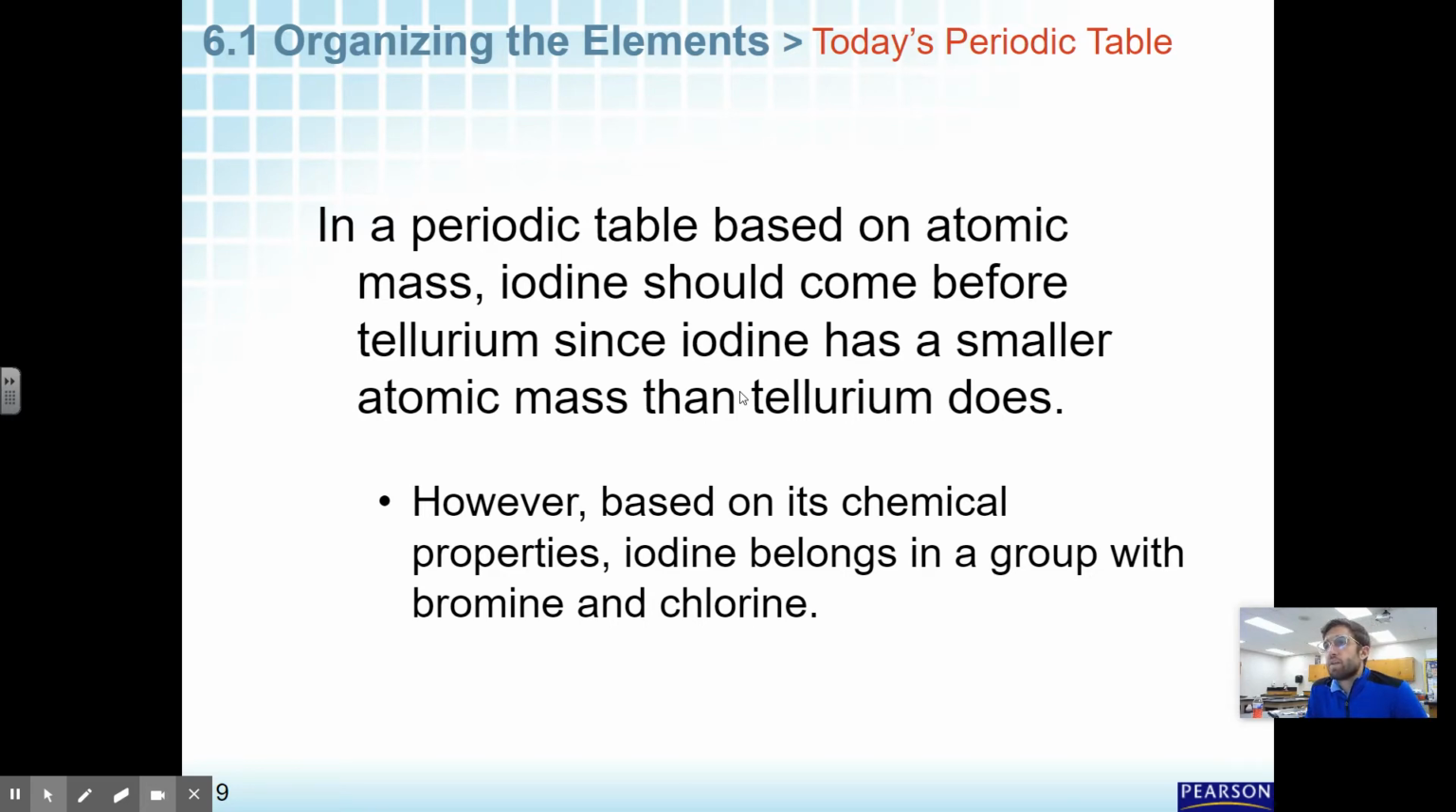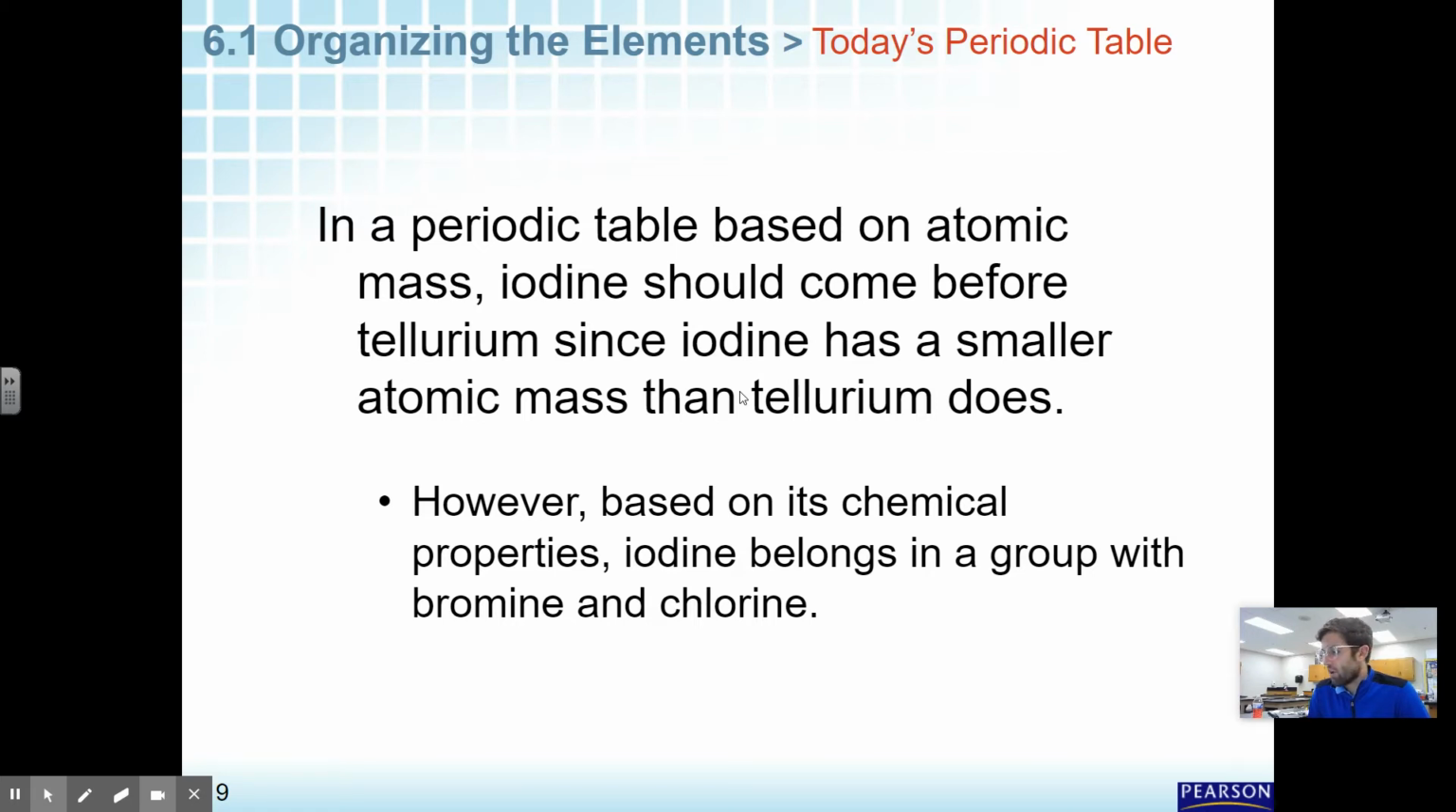In a periodic table based on atomic mass, iodine should come before tellurium since iodine has a smaller atomic mass than tellurium does. So what this means is if you look at a periodic table, whether it's online or the ones I've given you this year, and you look at the average mass, which you should know where to find because unit 4 was over that, just because you go from one element to the next element does not automatically mean the atomic mass increases. It usually does, but it does not. And iodine and tellurium is an example.